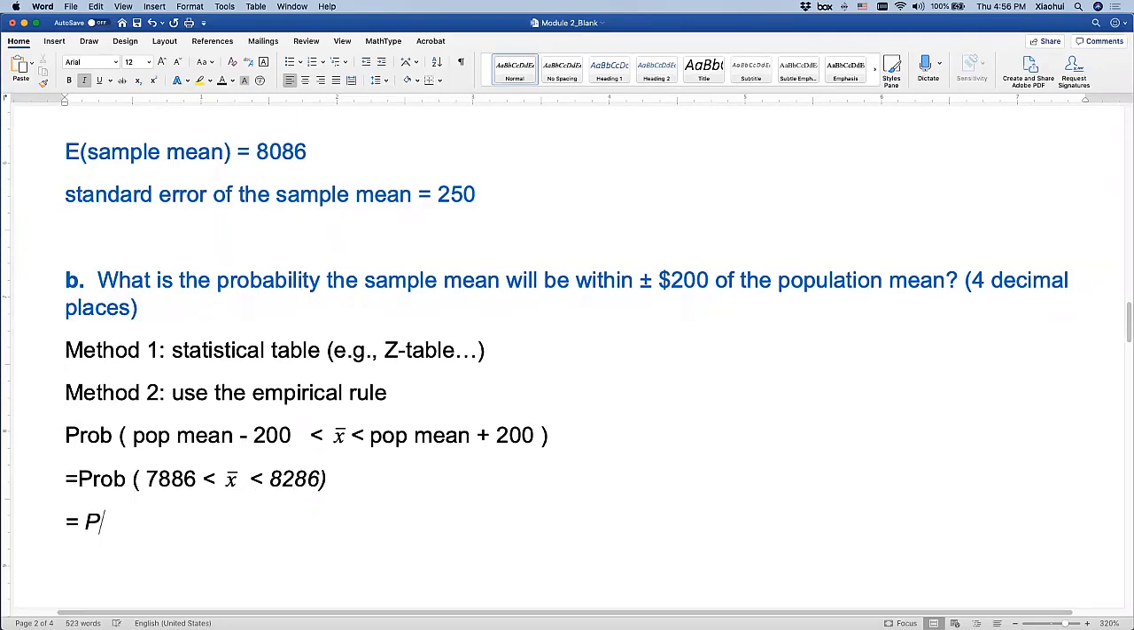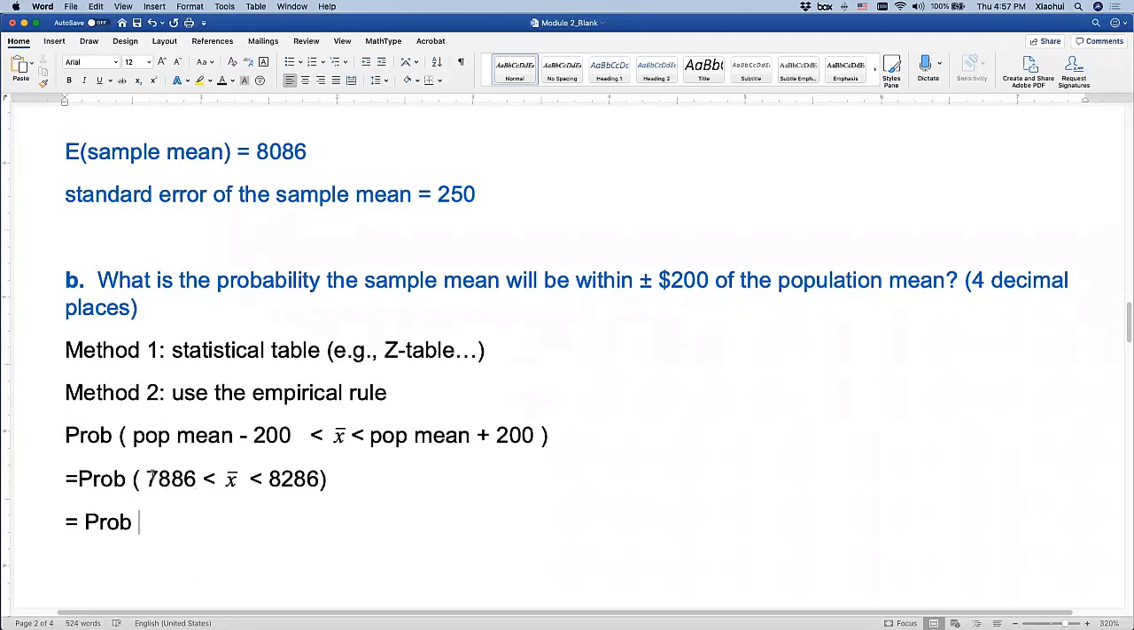And how do I continue from here? Okay, what I have here is a probability question, and we talked about there are two different methods to solve this one. I've already said we cannot use the empirical rule. You guys probably know I have to use the statistical tables, right? So what table am I gonna use here? We only learned the Z table. We have to use the Z table. So how am I gonna use the Z table here?